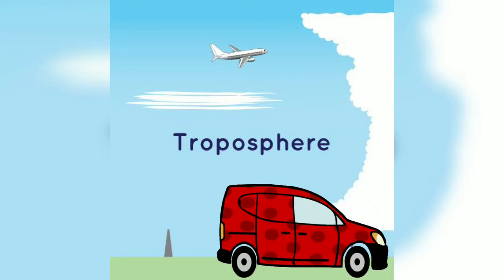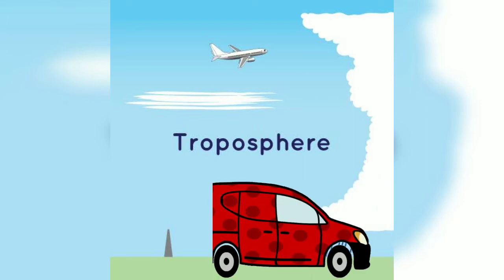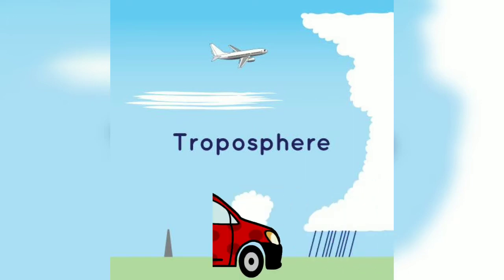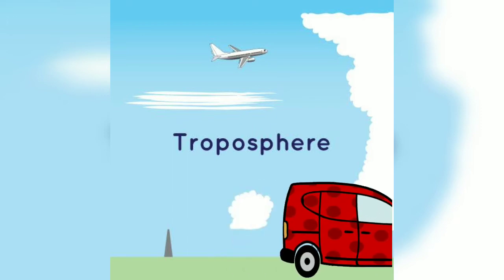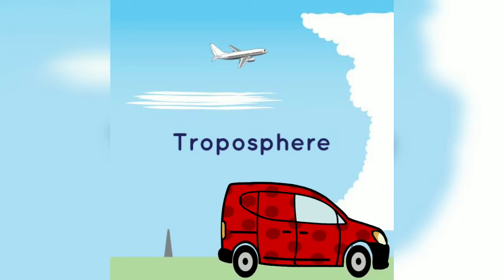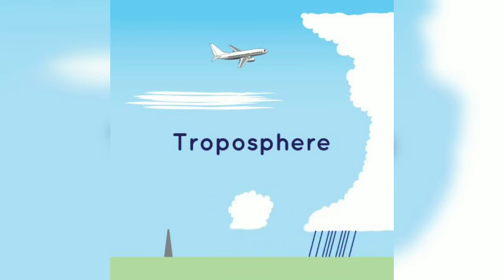The troposphere contains 3/4 of the mass of entire atmosphere. The air in this layer contains 78% nitrogen, 21% oxygen, and 1% is made of argon, water vapor, and carbon dioxide. So this is all about troposphere.